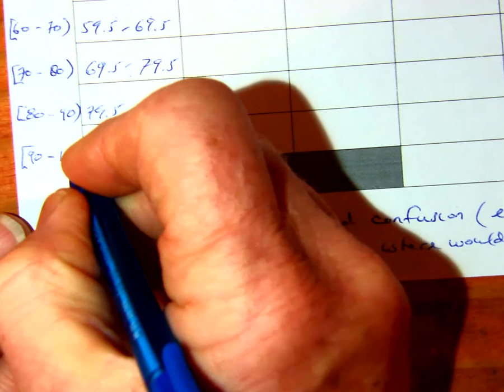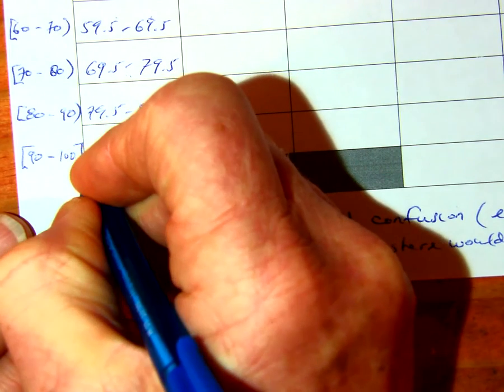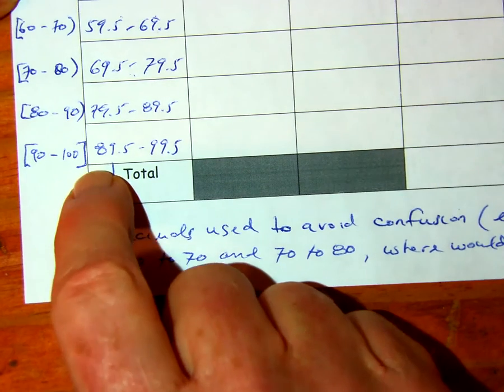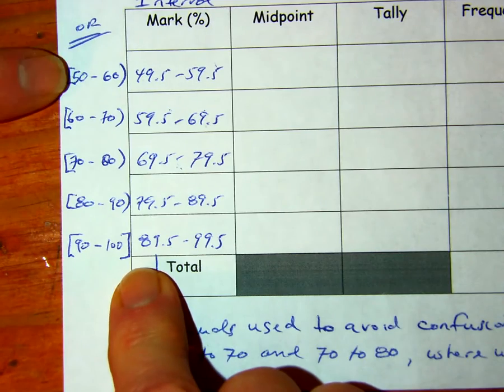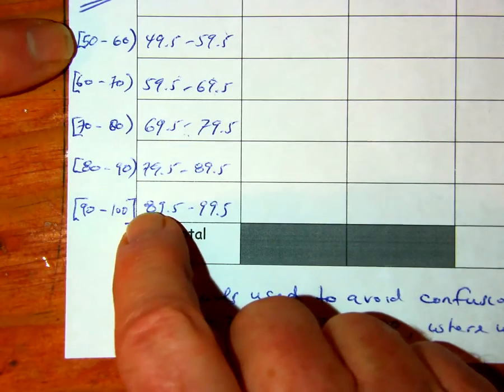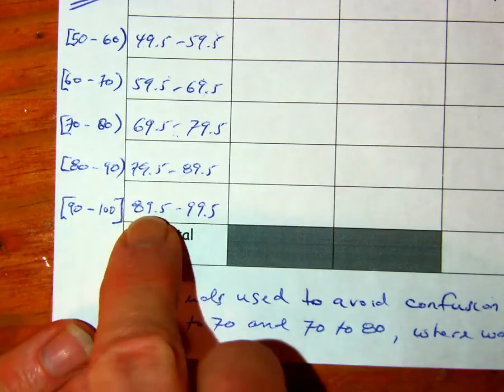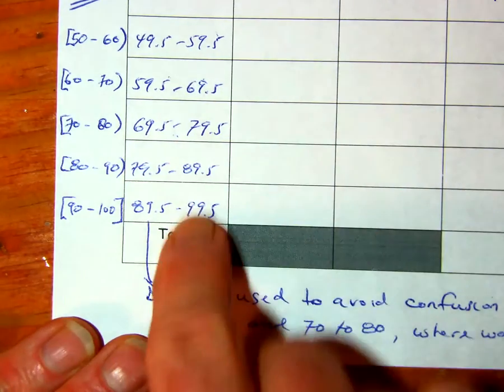Oh, the round bracket. Well, actually, let's include the 100. Okay, that's as far as it can go up, because that's as far as it goes. So the lowest number and the uppermost number should have the square brackets. So anyway, you can either use this, but a lot of people don't understand this. So to avoid confusion, they can do it this way.